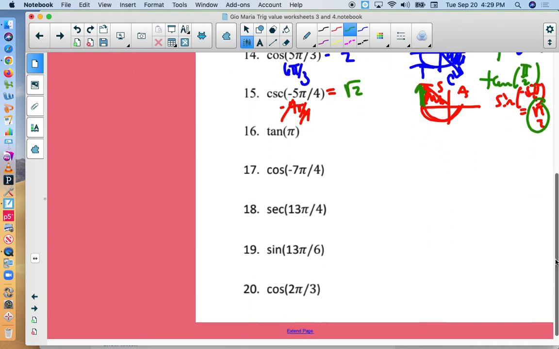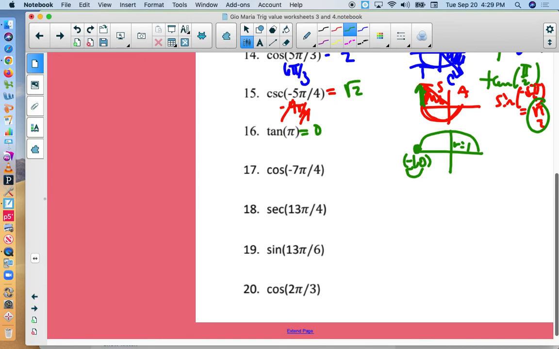Number 16, you should maybe pause and try some of these and then check your answers. Tangent of pi. Just a point negative 1, 0 with a radius of 1. Tangent is y over x, so it's 0, or you can look it up in your IOU chart until you memorize it.